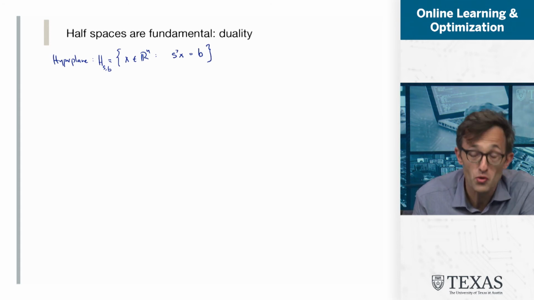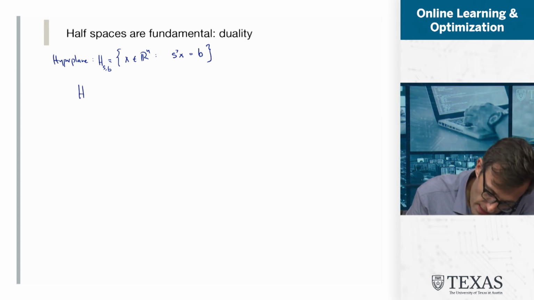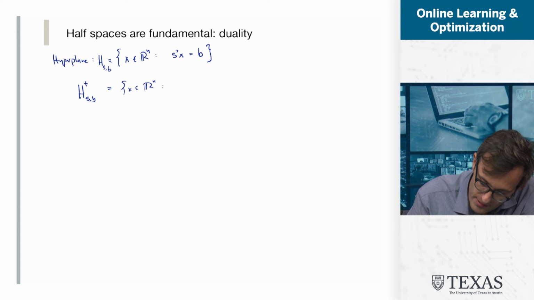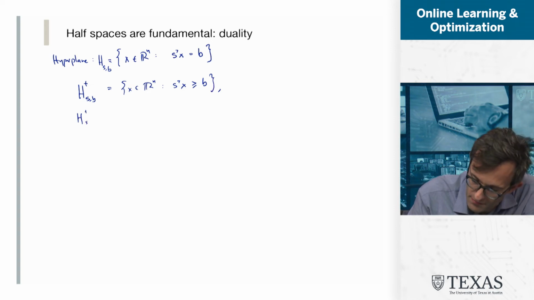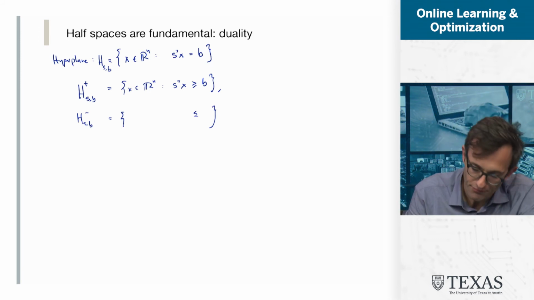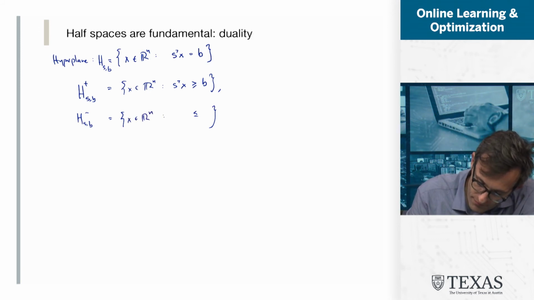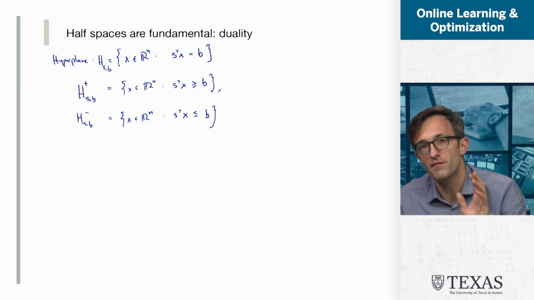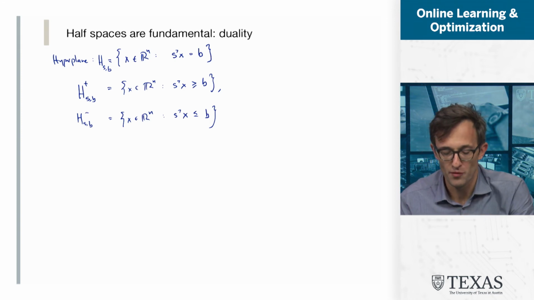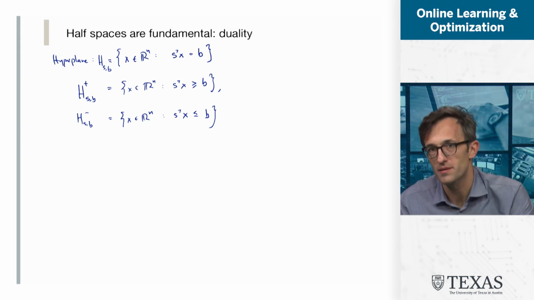Then there are 2 half spaces, which we can just call H_{S,B} plus, which would be all x in R^n such that S transpose x is greater than B, and H_{S,B} minus, which is exactly what you think it is. It's the other side. These play a fundamental role in convex optimization for reasons that will become a little bit more clear later, but we can draw some pictures that give us the basic idea.